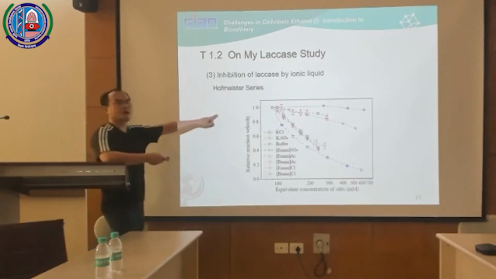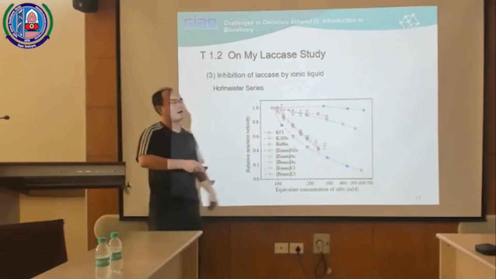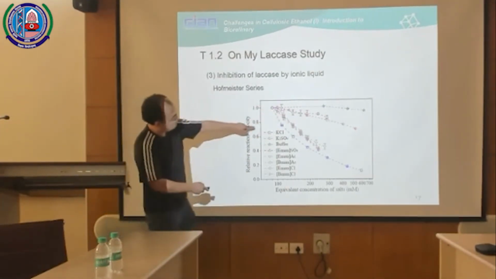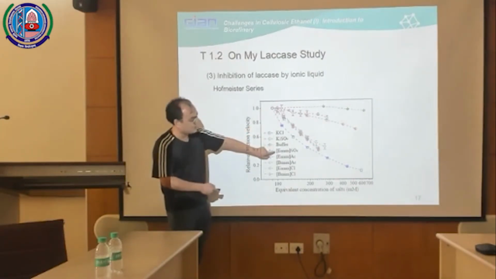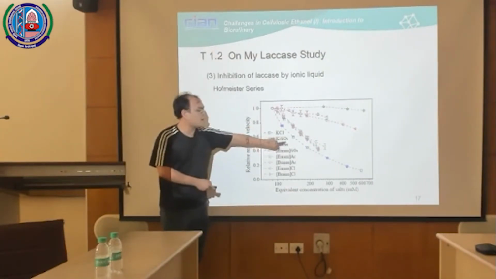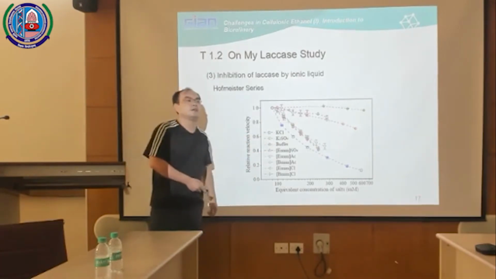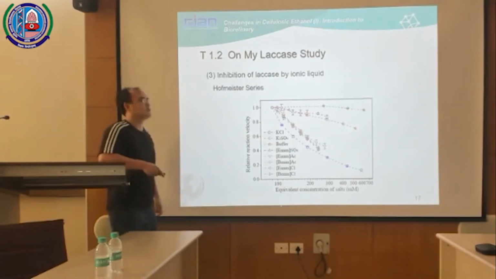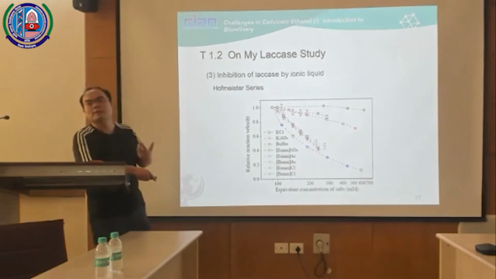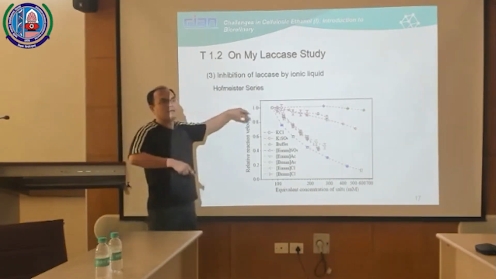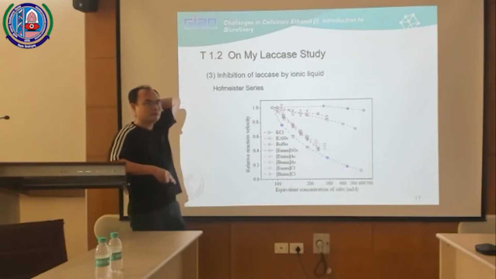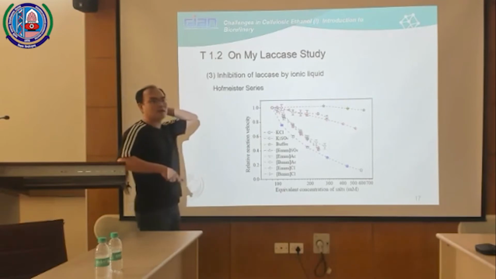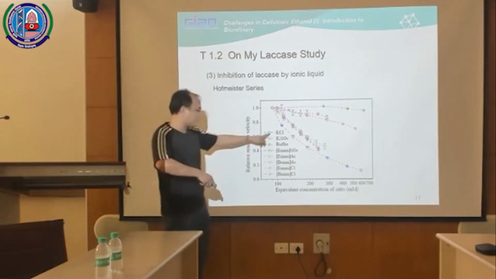The most interesting part is here. We compared a lot of different salts in organic solvents, including the buffer. The buffer is a phosphate buffer. There's a phosphate and a citric acid.